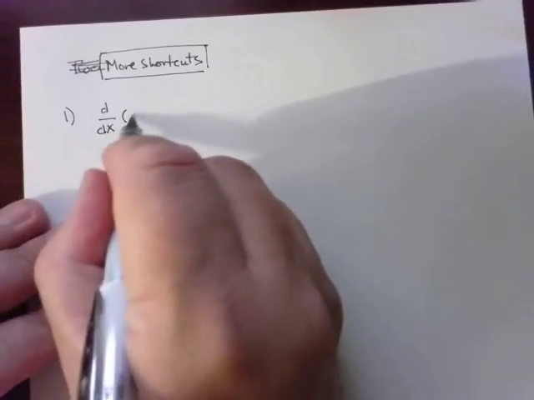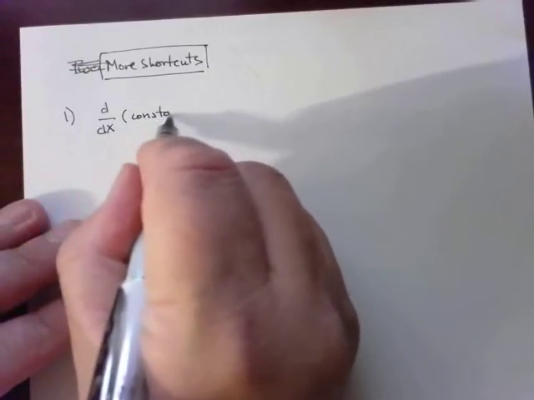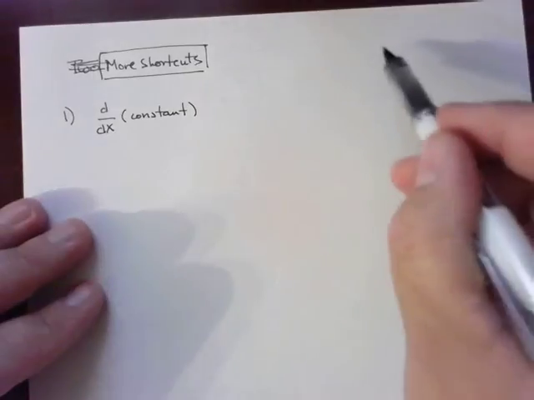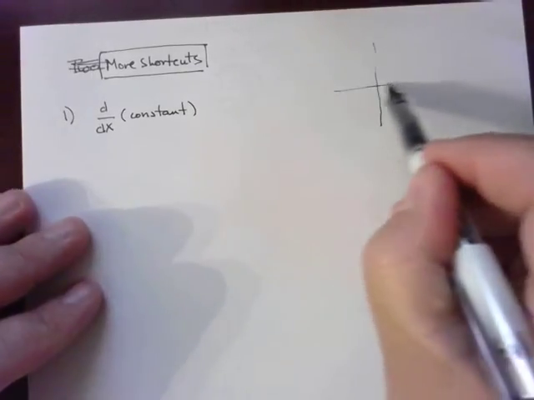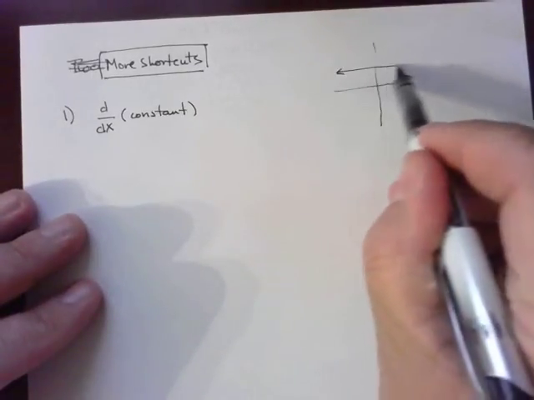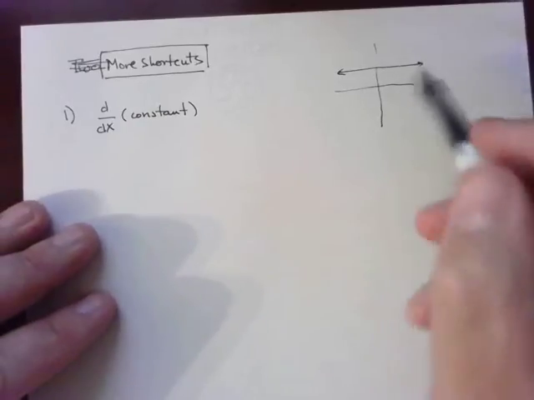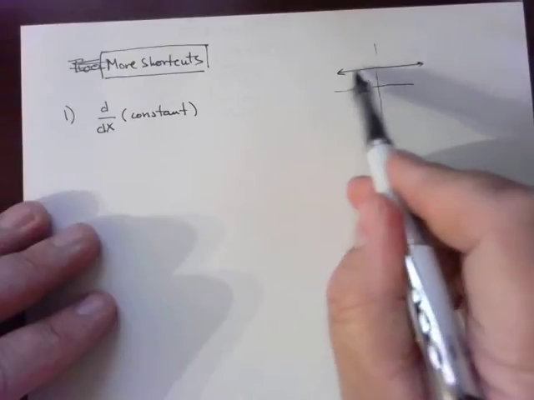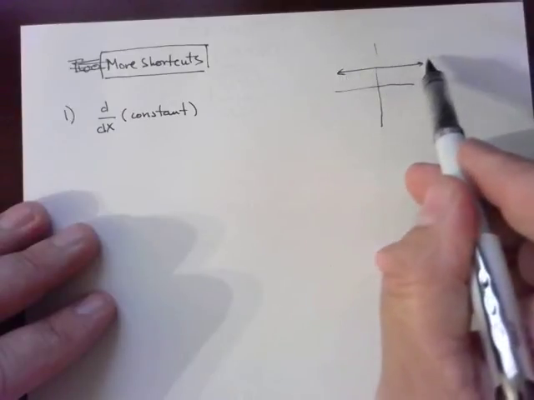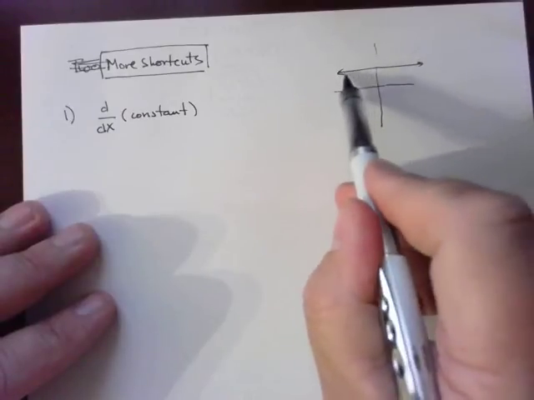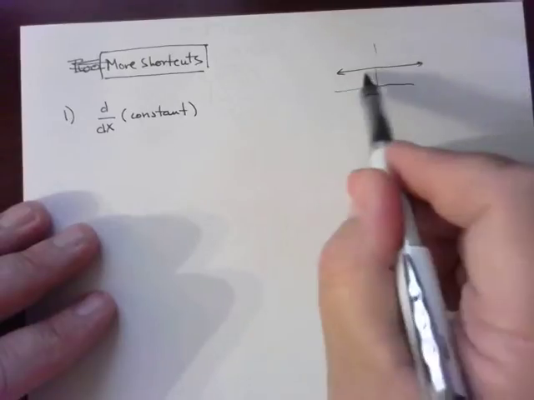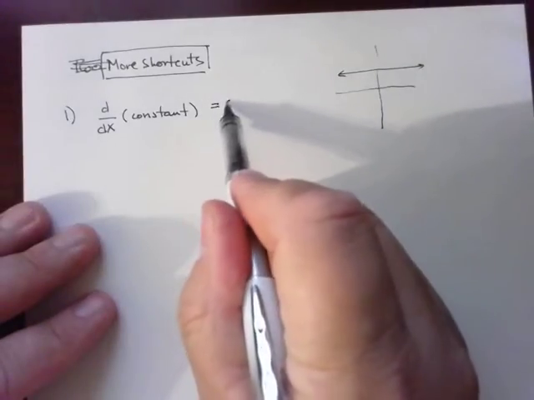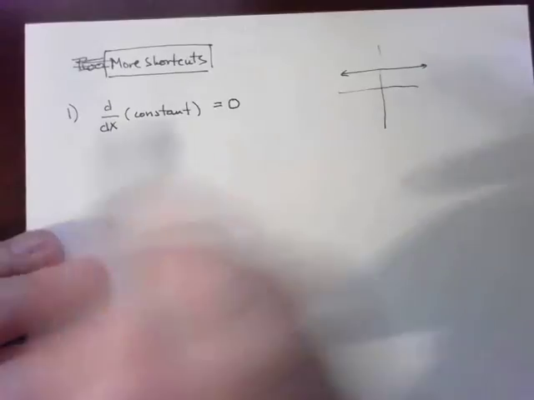One, if I have a constant, I want to take its derivative. Well, if I think of the graph of a constant, I'm not going to go through the proof using the definition, because it's pretty clear. The constant functions don't change. Their graphs are horizontal and they never change. So everywhere along the graph of a constant function, the slope is 0. And so if I have a constant, its derivative is 0.